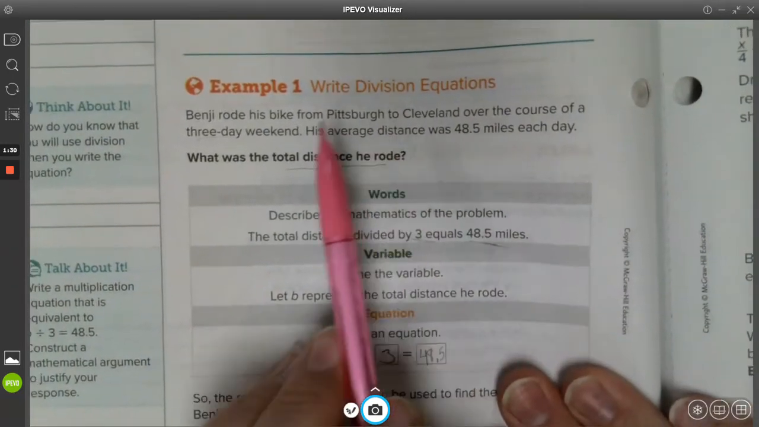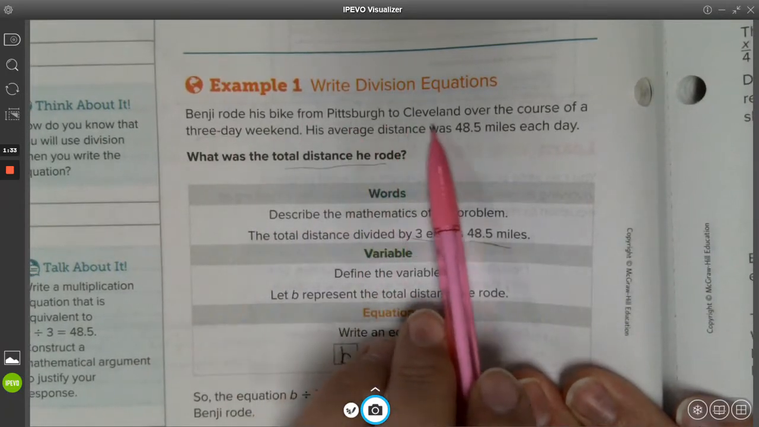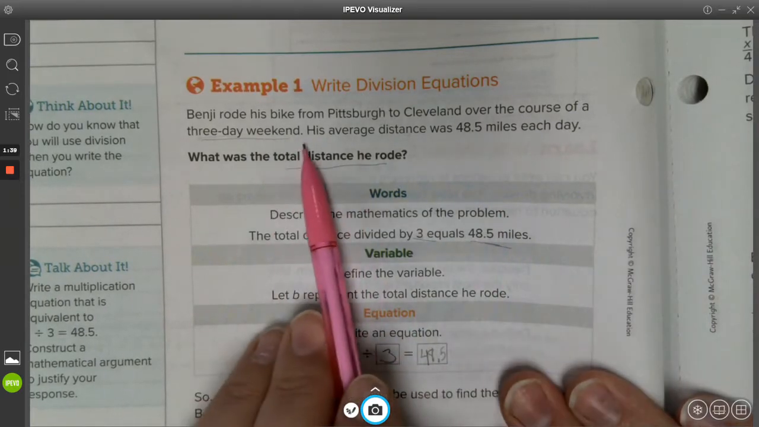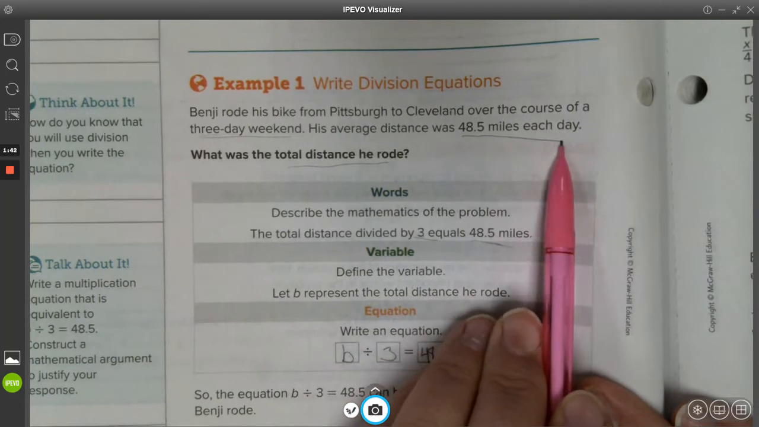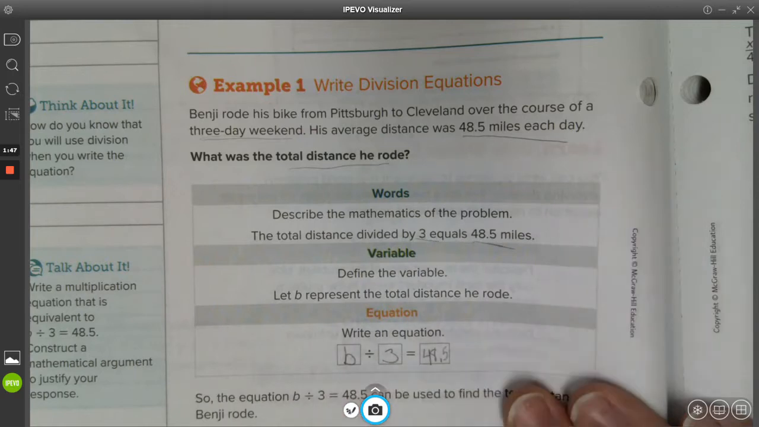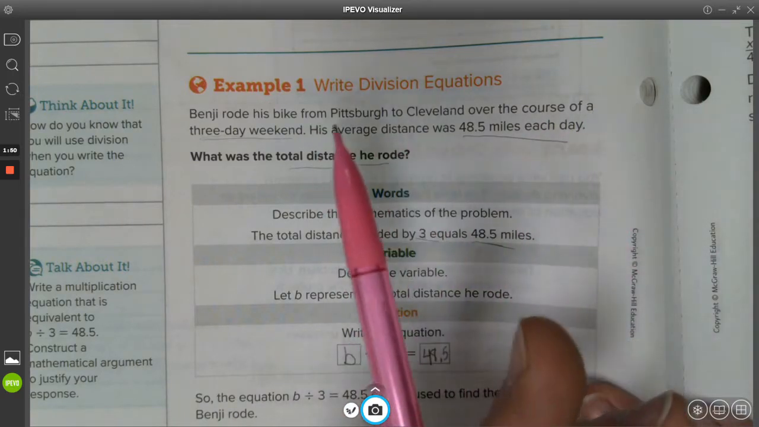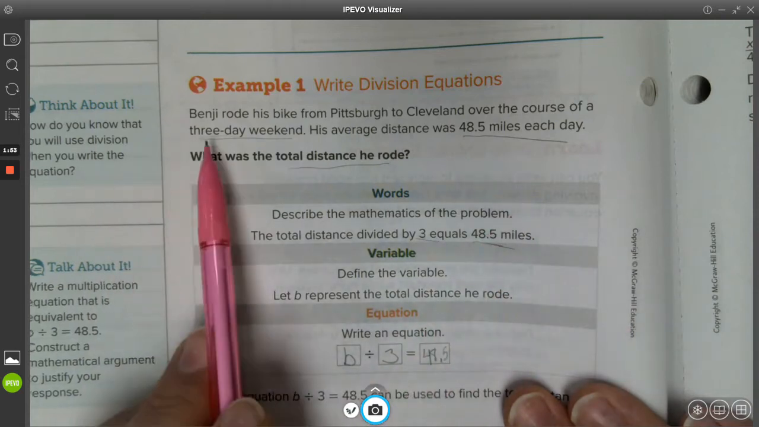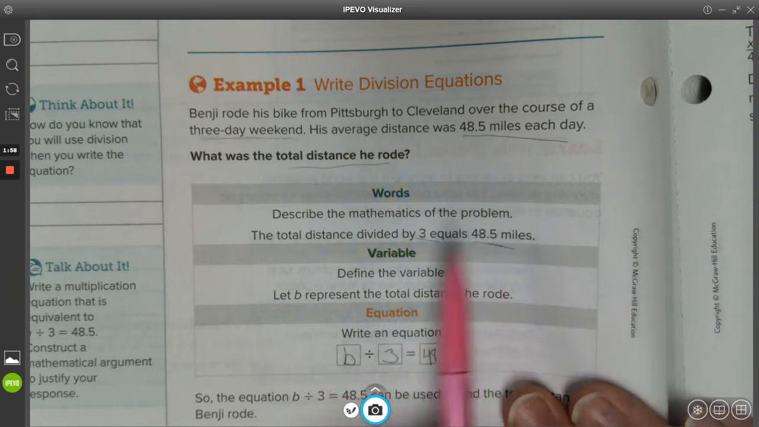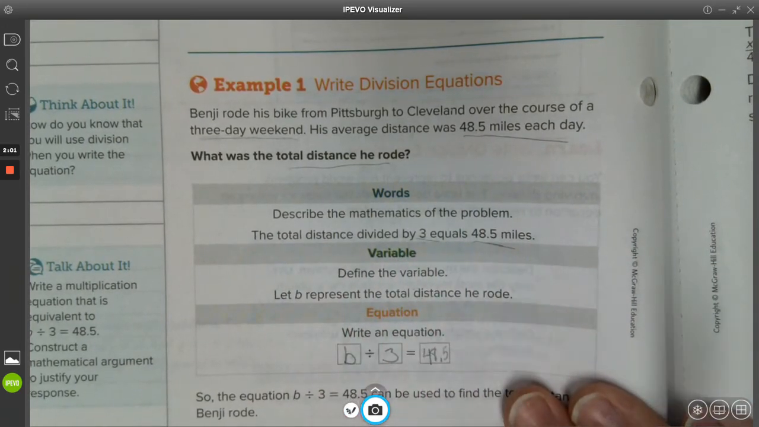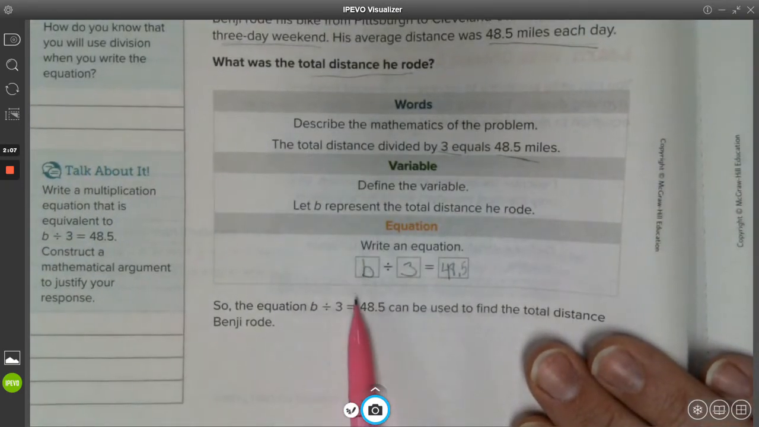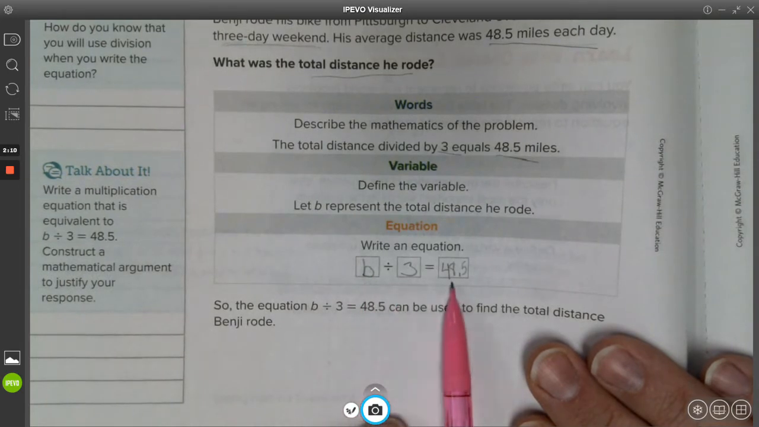So let's take a look at example 1. Benji rode his bike from Pittsburgh to Cleveland over the course of a 3-day weekend. So 3 days, that is important. His average distance was 48.5 miles each day, also important. So we know when we write this equation, we're going to take the total amount of miles he rode divided by how many days it took him to ride that distance to get the average of each day. So we're going to take the total distance divided by 3 equals 48.5. Let's use B to represent how much he biked. So when we write our equation, we would say B divided by 3 equals 48.5.